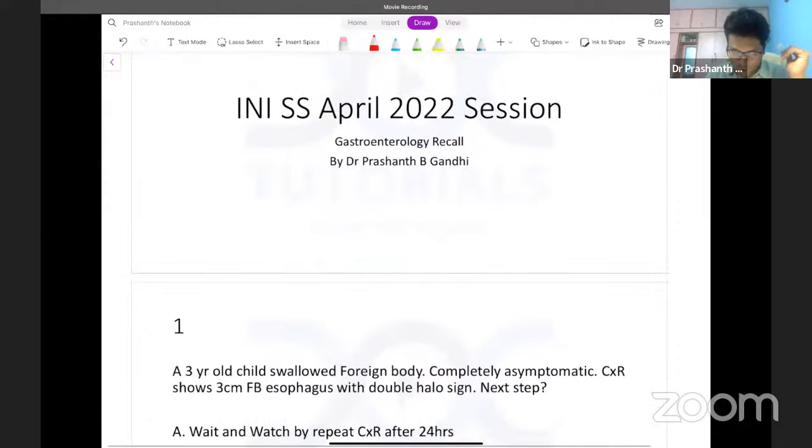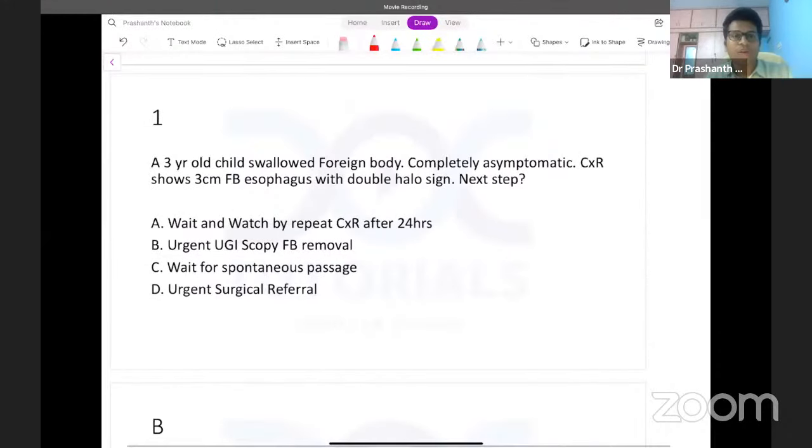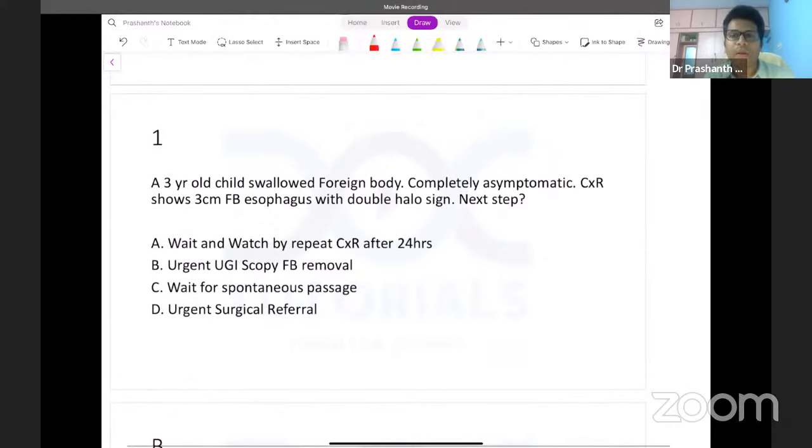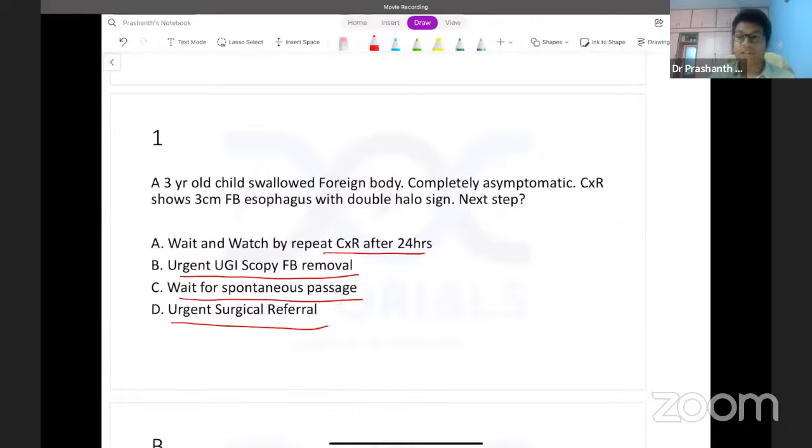The first question I want to talk about is: a 3-year-old child swallowed a foreign body. He is completely asymptomatic. Chest X-ray shows a 3 centimeter foreign body in the esophagus with a double halo sign. What's the next step? A, wait and watch, repeat a chest X-ray after 24 hours. Option B is urgent upper GI scopy and remove it. C, wait for spontaneous passage. And D is urgent surgical referral.